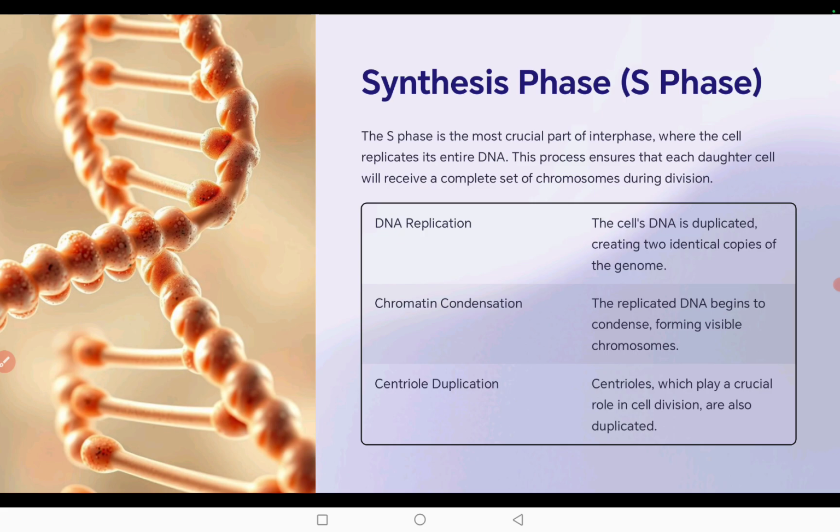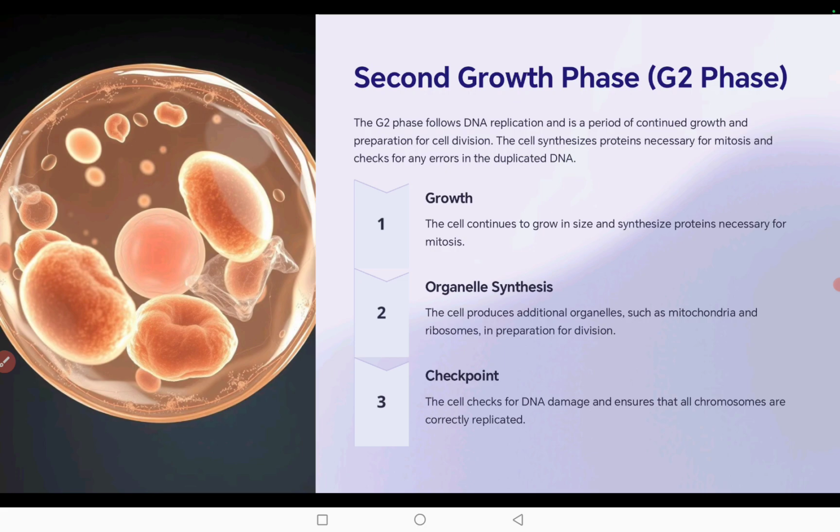Next is centriole duplication. Centrioles which play a crucial role in cell division are also duplicated. Next is second phase, G2 phase. This we call second growth phase. This is the shortest growth phase in which RNA and protein necessary for cell division continue to be synthesized.